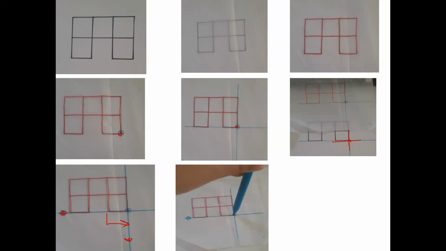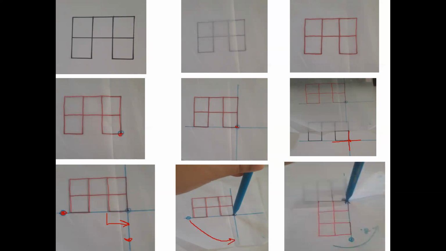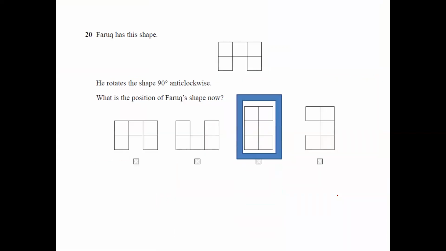Then you can keep your pencil point on the center and hold the tracing paper, and carefully you can rotate it like this. Once you rotate it, you can see this point has come to this place. That means you have rotated 90 degrees, and this is the shape that you will get finally. So after you did the rotation 90 degrees anti-clockwise, this is your correct answer.